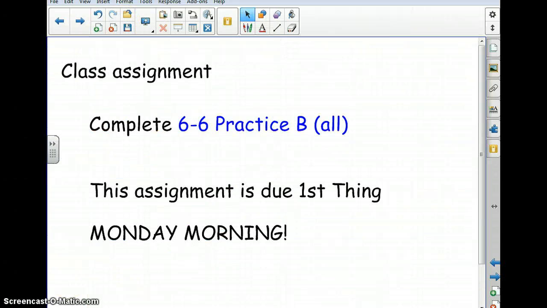Okay, so once that's completed, you are going to flip your homework over from last night. On the back of that, you are going to see practice 6-6, practice B. You are going to complete all of them. This assignment is going to be due first thing on Monday morning. Be prepared. We may enter our answers into the clicker and have them graded as a quiz grade. So be prepared. Remember, no credit if your work's not shown.